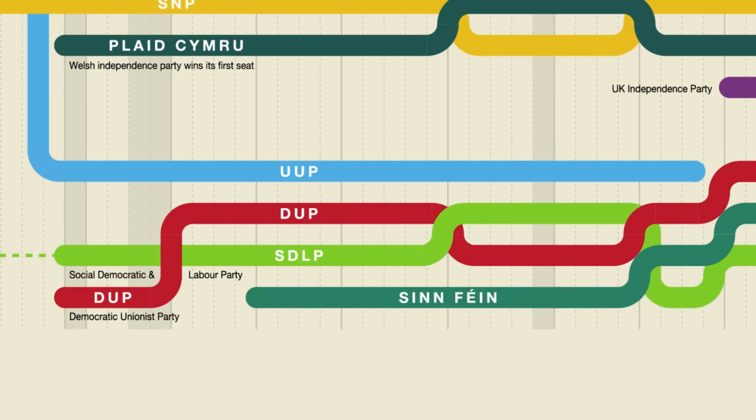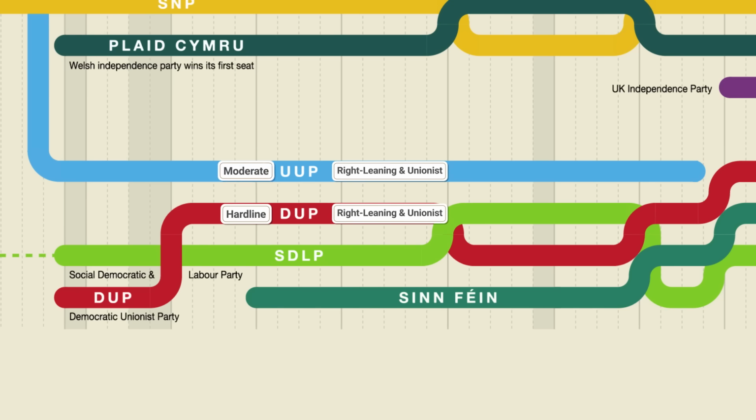The UUP and DUP are both right-leaning, but also unionist, in that they want Northern Ireland to remain a part of the UK. The main difference is that the DUP is more hardline and the UUP is more moderate. Likewise, the SDLP and Sinn Féin are both left-leaning, but also nationalist, in that they want Irish reunification.